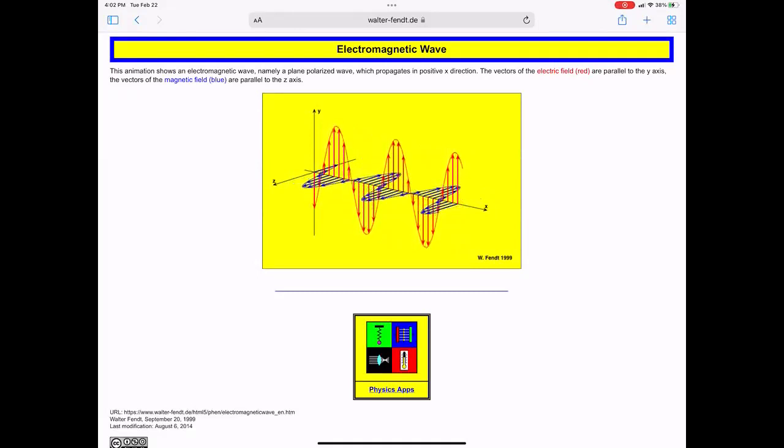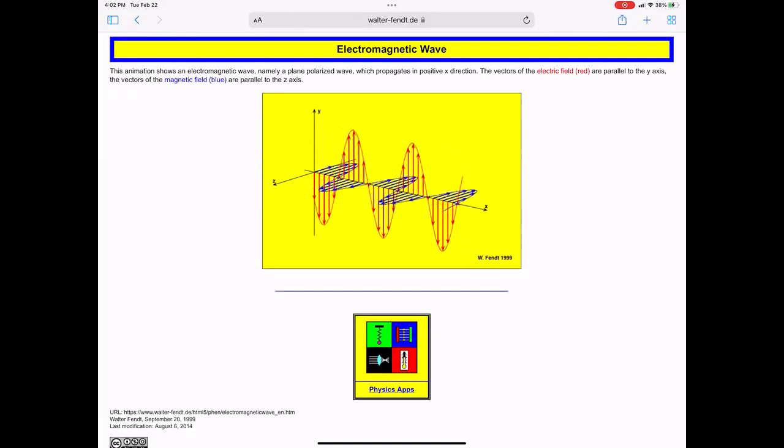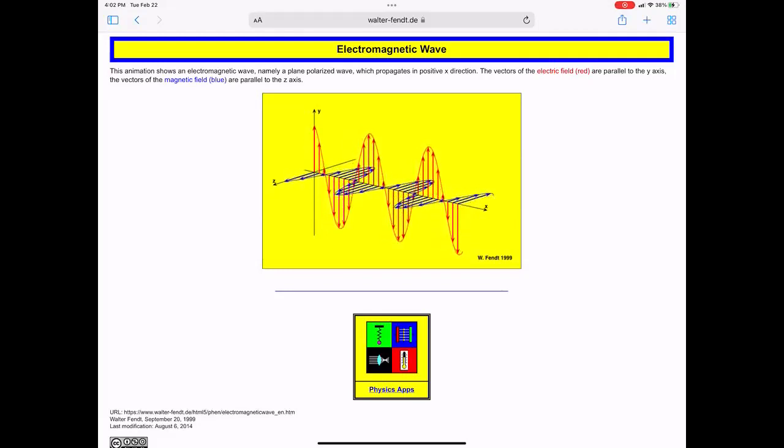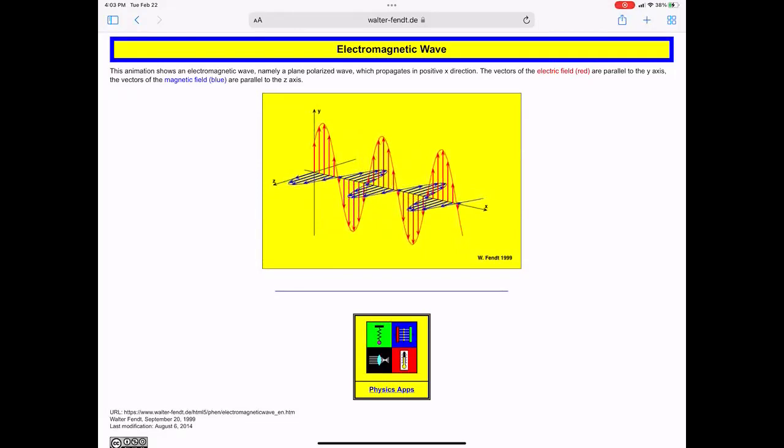So we simplified it to suggest a red direction. Now the red direction is the electric field direction. The blue direction is the magnetic field direction. Notice that as the red direction oscillates up and down, it creates a blue direction. So the changing electric field generates a magnetic field. And the changing magnetic field generates more red, which is electric field.